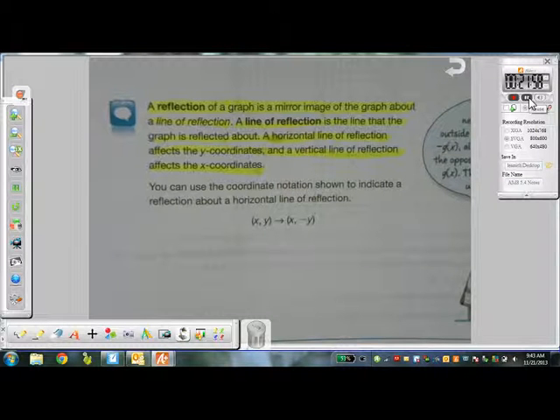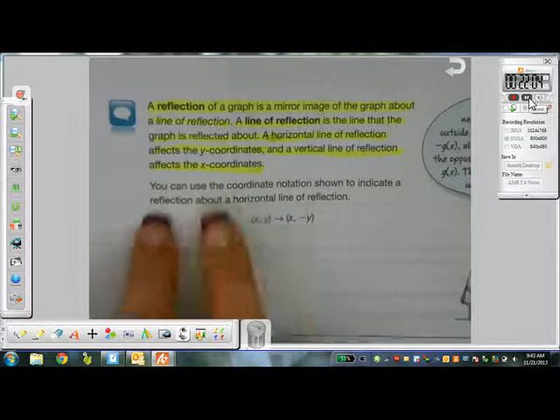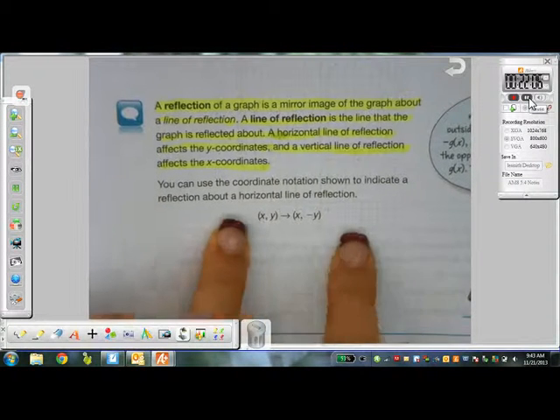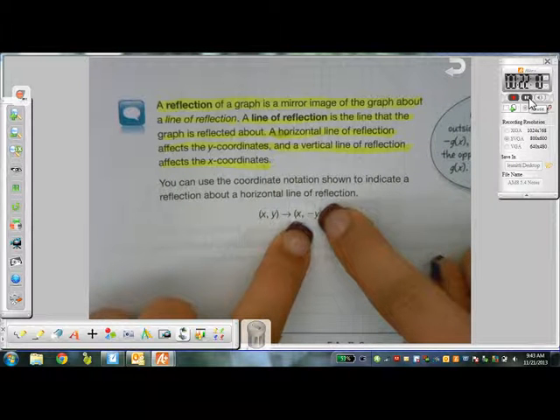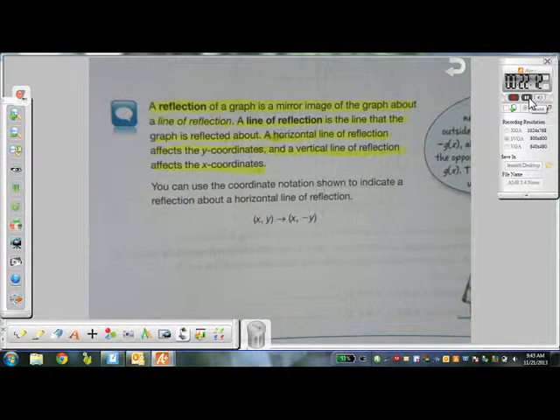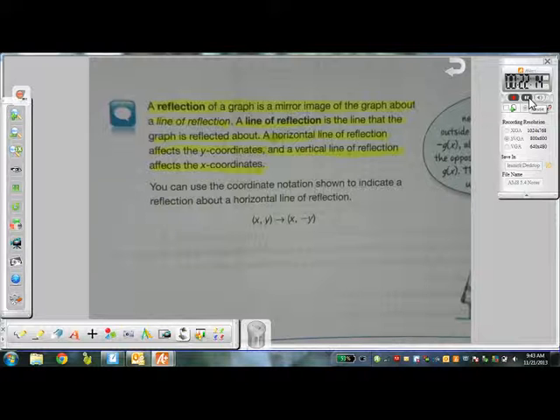And then we are going to use this in coordinate notation. So it's the same idea. You can use coordinate notation to indicate a reflection about a horizontal line, meaning that we changed the y values, but the x's stayed the same. And then on the other page, it tells you how to do it for the x values. Okay? So highlight that in your book. Write those two definitions down on your blue page.